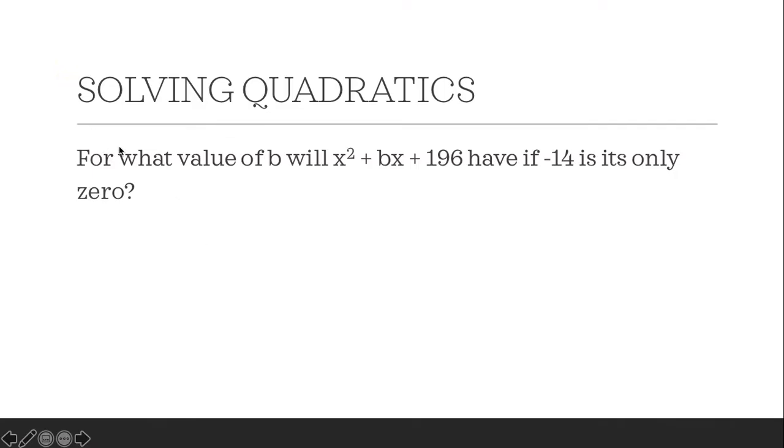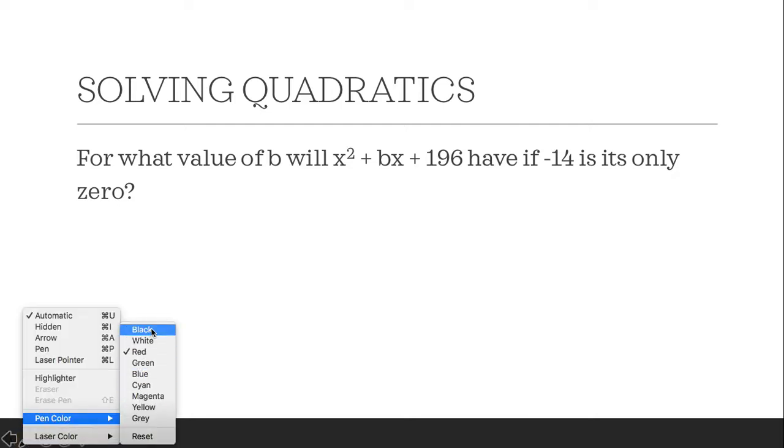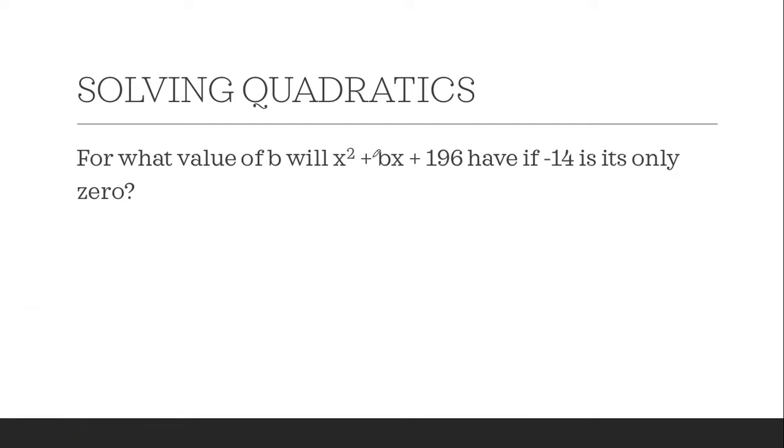All right, for what value of b, I left the b out, will x squared plus bx plus 196 have if negative 14 is its only 0? So I'm looking for b. And I'm given the information that negative 14 is its only 0. What's a 0 again? X-intercept.